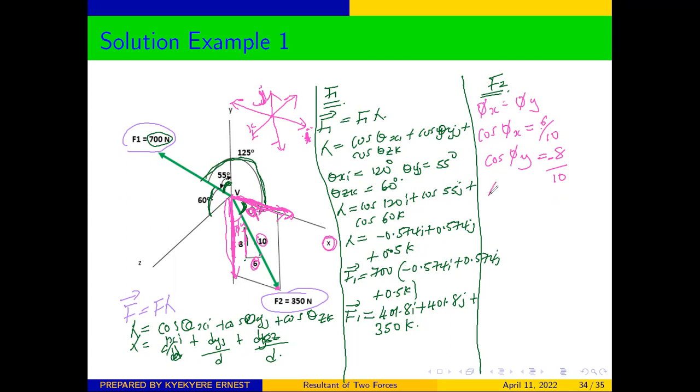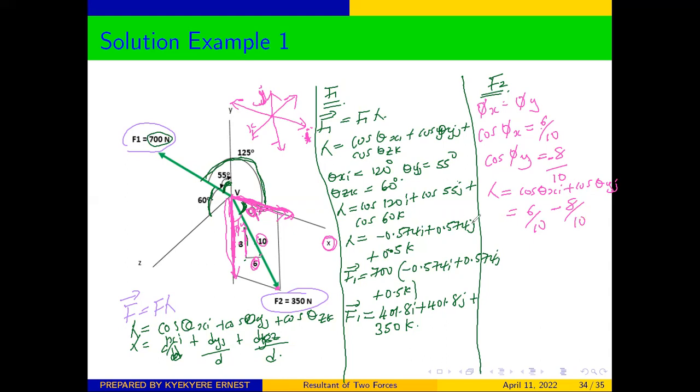Good. So once you have established those things, we can easily get our lambda for F2. We only have the x component and the y component, so we are going to get cos phi x i plus cos phi y j. We have gotten all those from our previous example. So we get 6/10 i minus our cos phi y, which is 8/10 j. We have gotten our lambda.